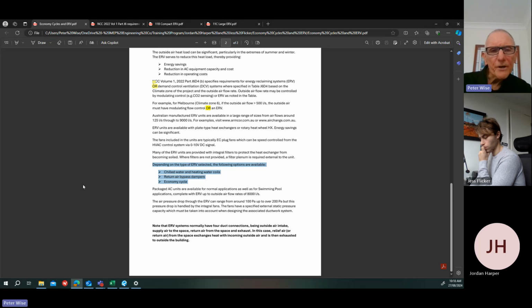Again, because IKEA can have a very large occupancy at any time. So when you look at the design criteria for a project, and you look at AS 1668 Part 2 as to how many people you expect in that building, and if you've been to IKEA, you know what they're like. Sometimes they're just chock-full of people. So you've got to provide outside air for all of them.